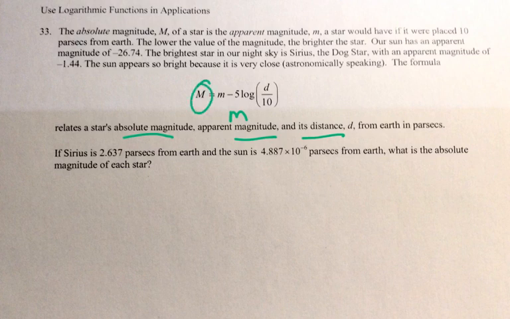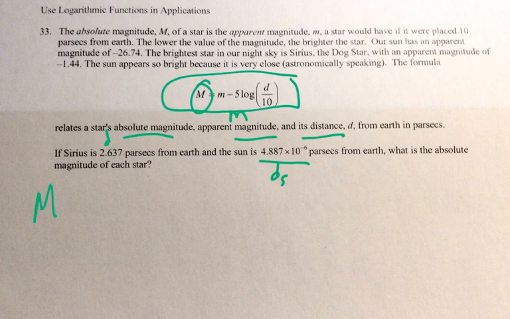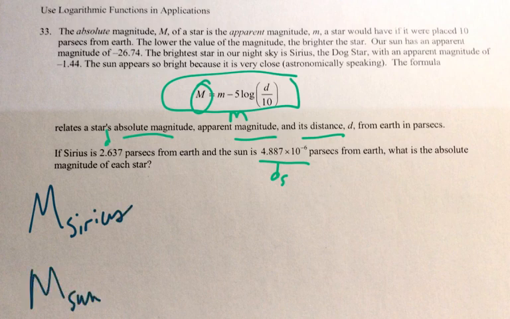They tell us Sirius is 2.637 parsecs from the Earth and the sun is 4.887 times 10 to the negative 6 parsecs from the Earth, so that's some nice scientific notation for us right there. What is the absolute magnitude for each star? The cool news is we just have to calculate it, and they provide the formula for us, so we don't have to derive anything too difficult. We're just trying to find the absolute magnitude for Sirius and the absolute magnitude for our sun.